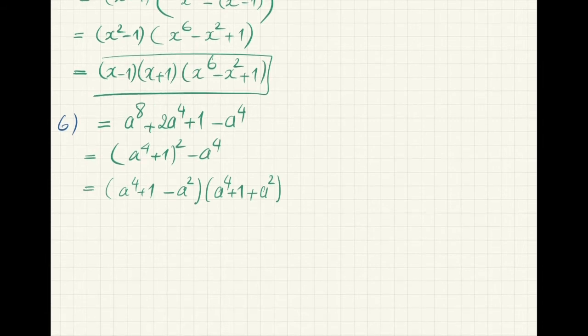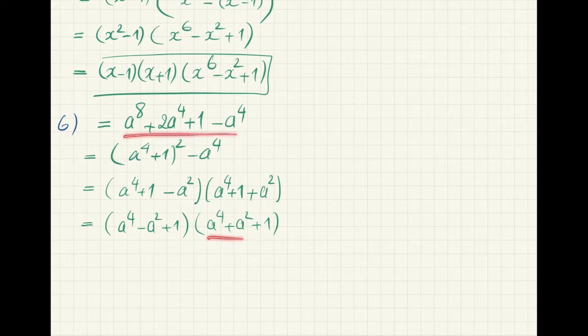So let me organize this a little bit. So it becomes a to the 4 minus a squared plus 1. And the second one becomes a to the 4 plus a squared plus 1. Yes. But I can use the same trick, more or less the same trick that I used here, and I can still factorize this expression more, but not this one, yes?